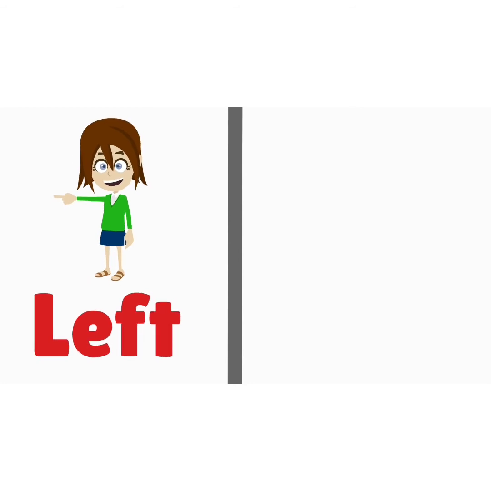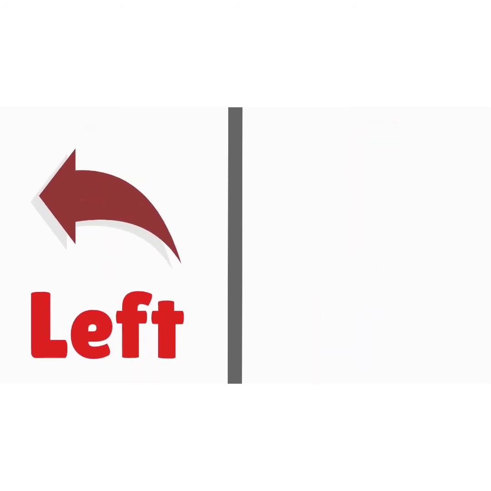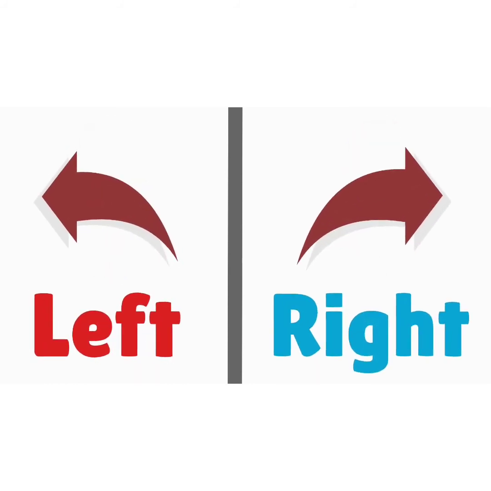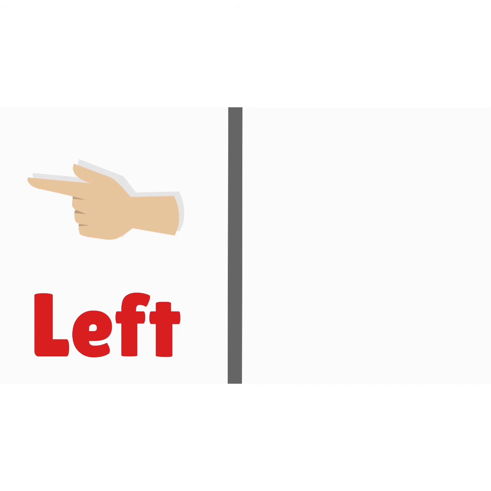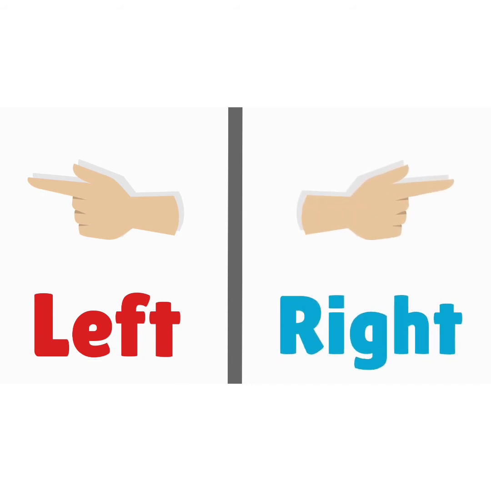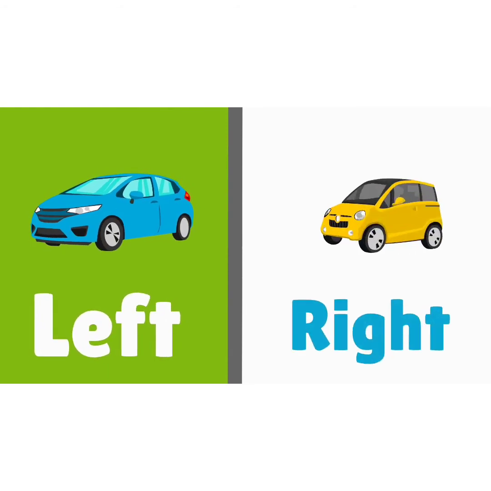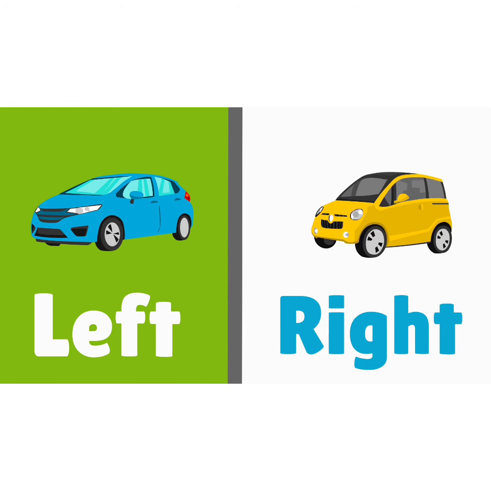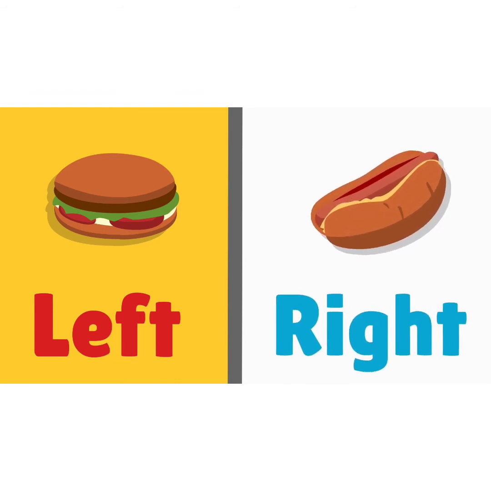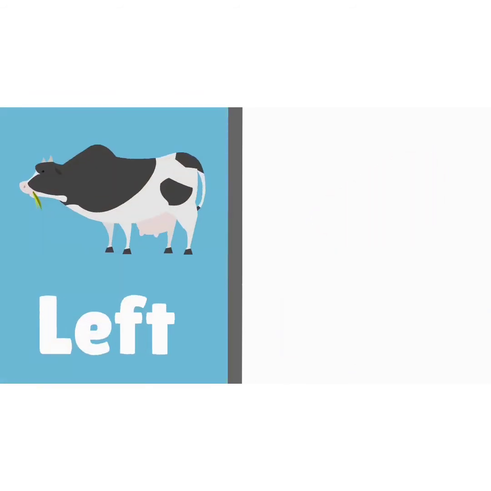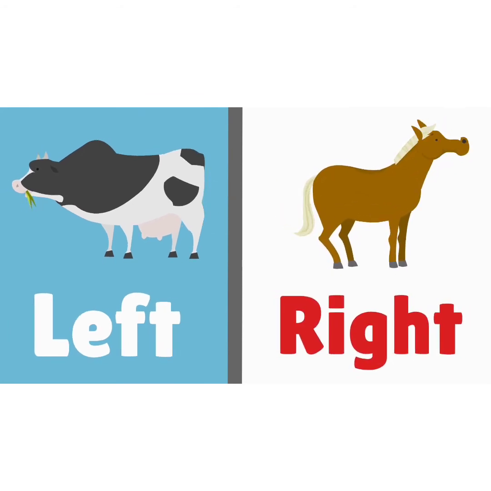The girl is on the left side, the boy is on the right side. This is left and that is right. This is left inside and that is right inside. The blue car is on the left side while the yellow car is on the right side. The burger is on the left inside, the hot dog is on the right inside. The cow is on the left inside while the horse is on the right inside.